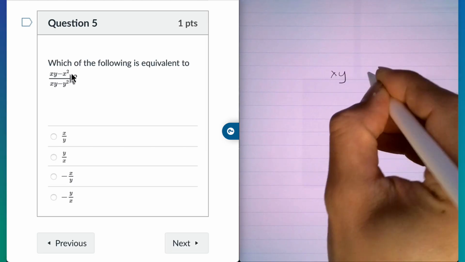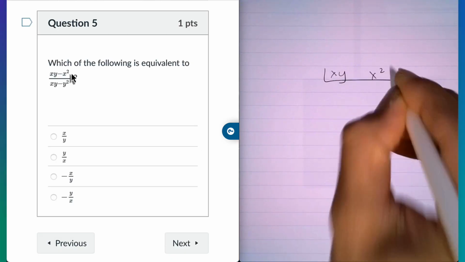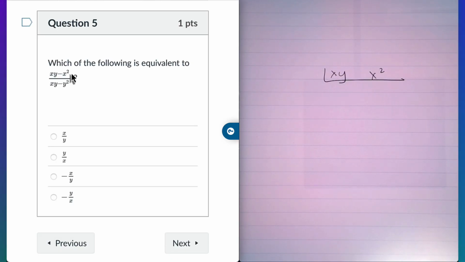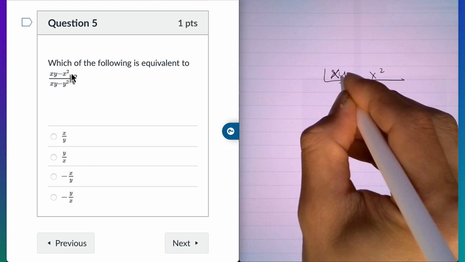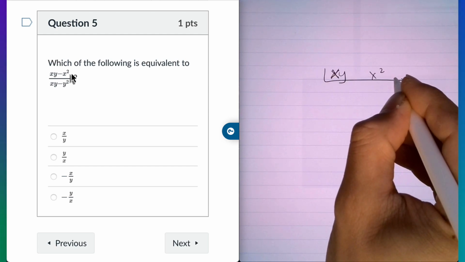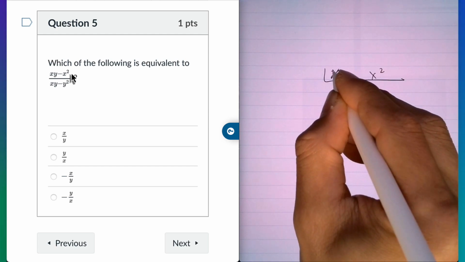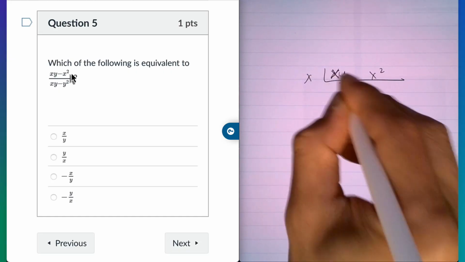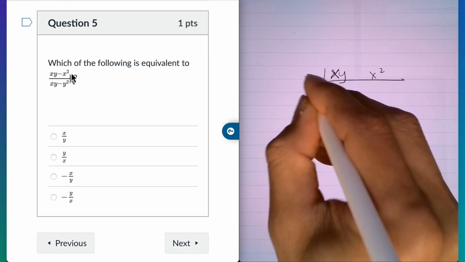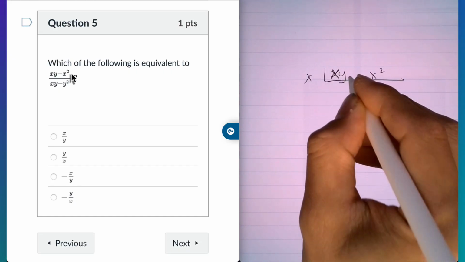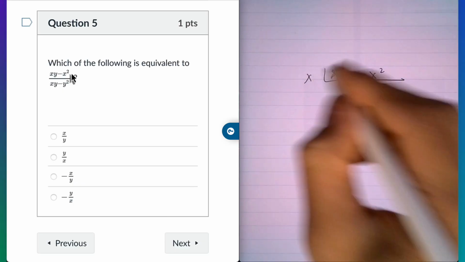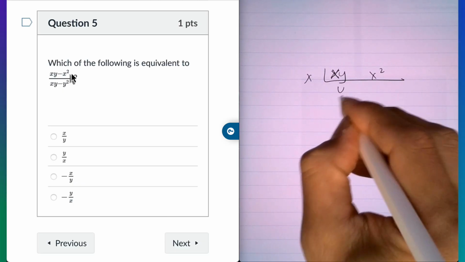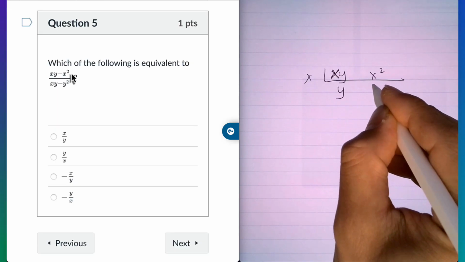So let's just quickly recap. When you want to find the least or greatest common factor, you look for the lowest power of the same variable. I'm not seeing any y, so I can ignore y. But between x and x squared, because both terms can be divisible by x, the greatest common factor between these two variable expressions will be x. So xy over x you get y, and x squared over x you get x.